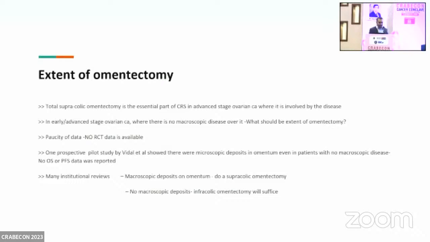There was only a single prospective study by the Vidal group, which showed that there were microscopic deposits in the gastrocolic omentum, even when there was no macroscopic disease. This study did not report any OS or PFS data. Many institutional reviews, including our own institution, said that with macroscopic deposits over the omentum, do a complete supracolic omentectomy. If there were no macroscopic deposits, infracolic omentectomy should suffice.